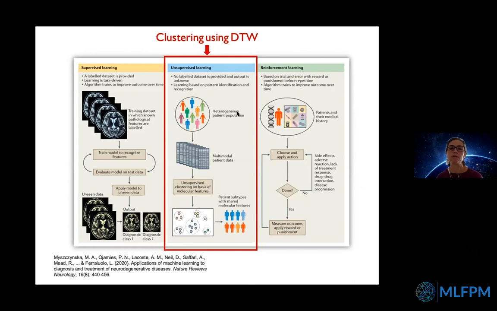I also want to stress that this approach for clustering using dynamic time warping, as you could see, is an unsupervised learning approach. It can be used not only for the case that I presented, disease comorbidity and disease trajectories, but to classify a heterogeneous patient population into different groups by using different types of data that we could have associated to this patient population. In this way, I encourage you to try it in your own applications.